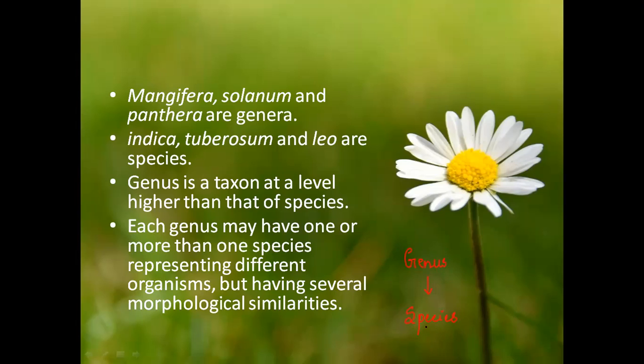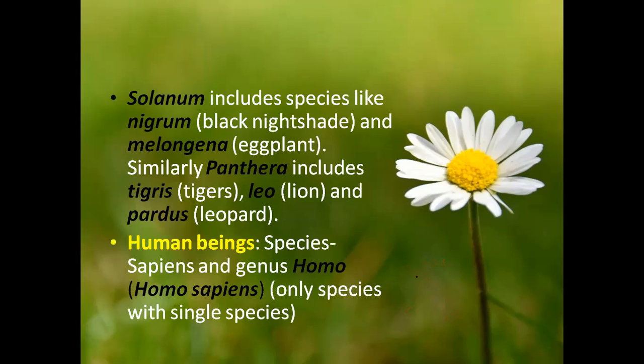Representing different organisms, but having several morphological similarities. One genus can have one or more species having several morphological similarities. So what does this point say? We will discuss this with an example.